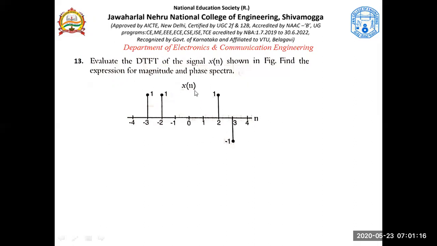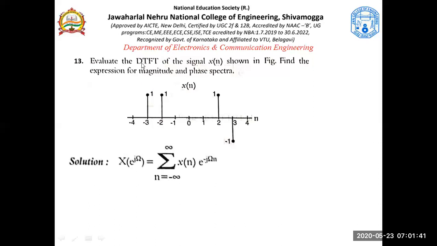It is a discrete signal, which is 1 at n equal to -3, -2 and 2, and -1 at n equal to 3. So this is the signal, and we have to find the DTFT of the signal. Let's see how the solution looks like.